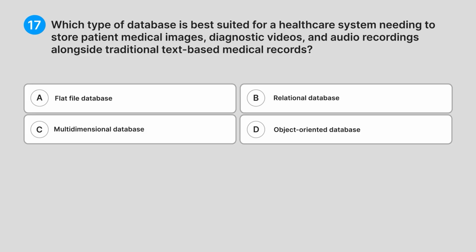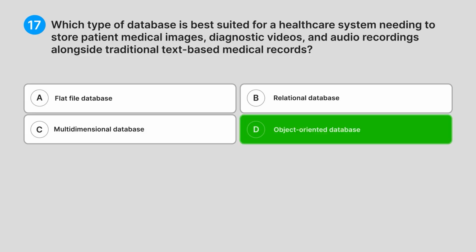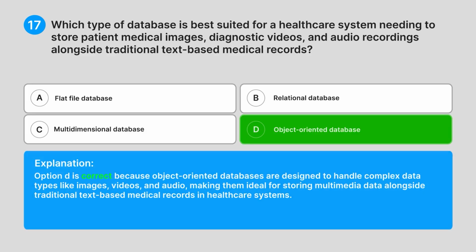Correct answer. D. Object-oriented database. Explanation. Option D is correct because object-oriented databases are designed to handle complex data types like images, videos, and audio, making them ideal for storing multimedia data alongside traditional text-based medical records in healthcare systems.